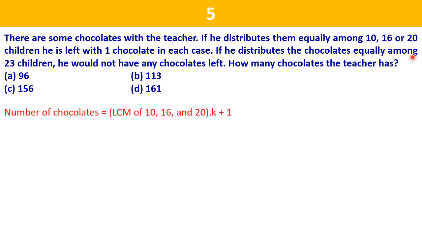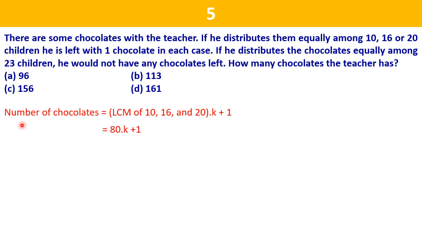Well, the number of chocolates with the teacher should be equal to LCM of 10, 16 and 20 into k plus 1, because it is distributed equally among 10, 16 or 20 children and one chocolate is left. Hence, I am doing plus 1 here. I am taking LCM of 10, 16 and 20 plus 1. Now, what is this k? I will tell you. First, if we take the LCM of 10, 16 and 20, it comes out to be 80. So, it is 80k plus 1.